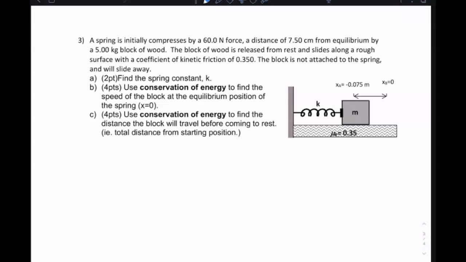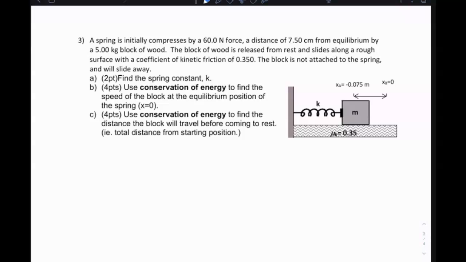A couple of things you should realize when doing this problem is that once the spring becomes uncompressed and gets back to its x_B equal to 0, at that point the spring energy goes to 0, the spring potential energy goes to 0, and the block leaves the spring. So there's no more spring energy associated with the block once it leaves x_B equals 0.